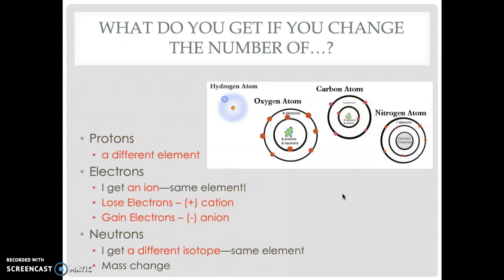So what do you get if you change them? So if I change protons, I get a different element. So hydrogen has 1. Oxygen has 8. Carbon has 6. Nitrogen has 7 protons. And that determines the identity.